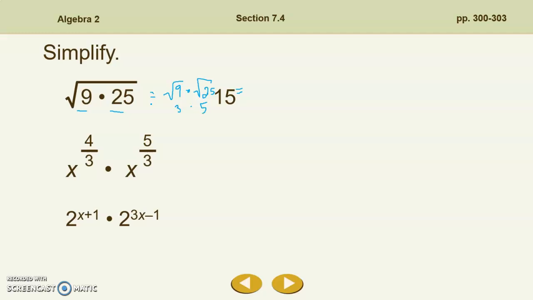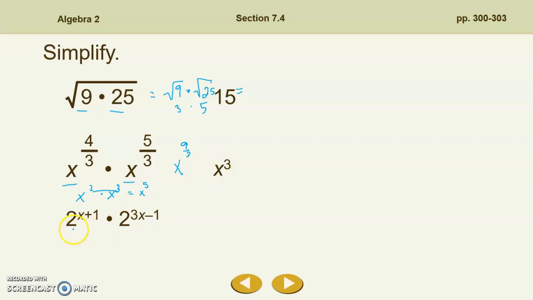x to the 4/3 times x to the 5/3. According to my properties of exponents, if I have the same base, I can just add my exponents. Remember, let's do one without fractions. If I have x squared and x cubed, that's 2 x's being multiplied and 3 x's being multiplied, so that's x being multiplied by itself 5 times. So x to the 5th. I just added my exponents, and I can do that here as well. 4/3 plus 5/3 equals 9/3. So x to the 9/3, which can be simplified as x cubed.